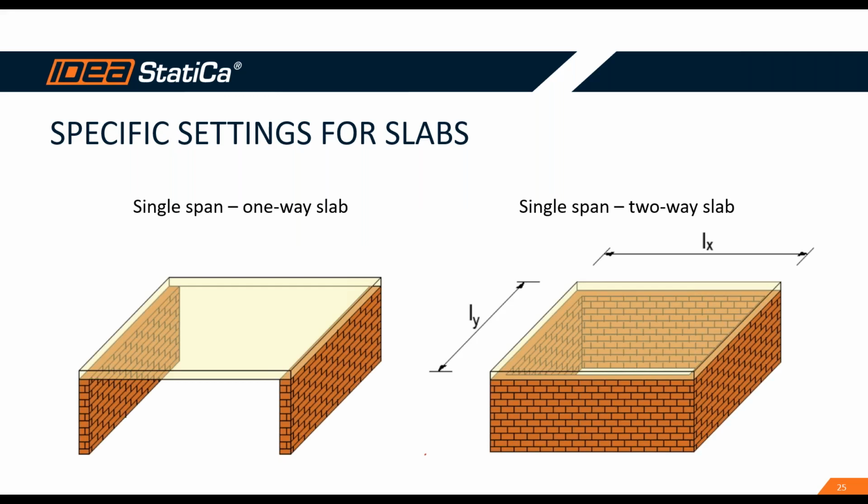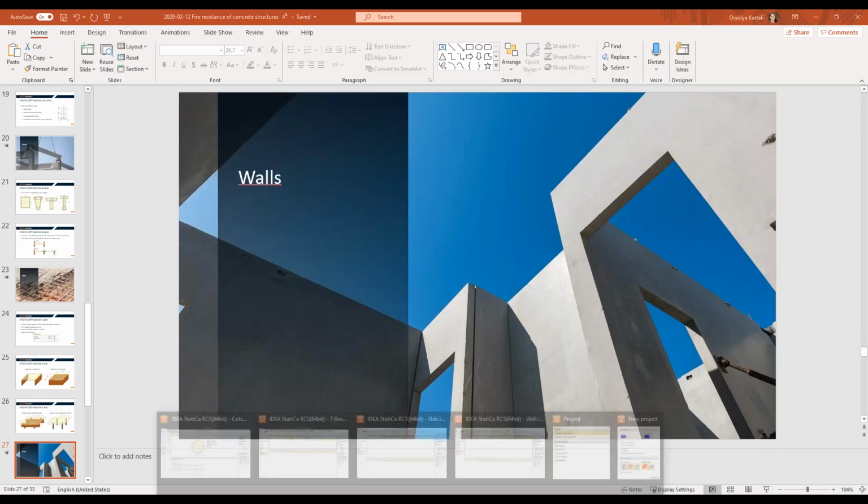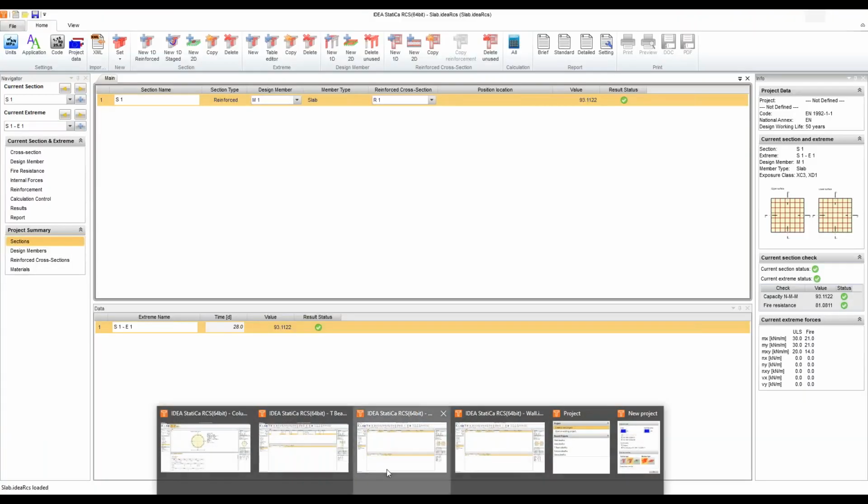These are the examples of how such slabs are described. We can have single span one-way slabs or single span two-way slabs, or continuous slabs which can be supported by walls or supported by columns. In all these steps, it is important to set the length in the X and in the Y direction. Let's go to the practical example.